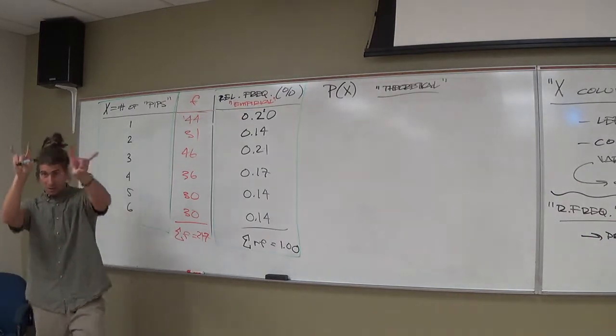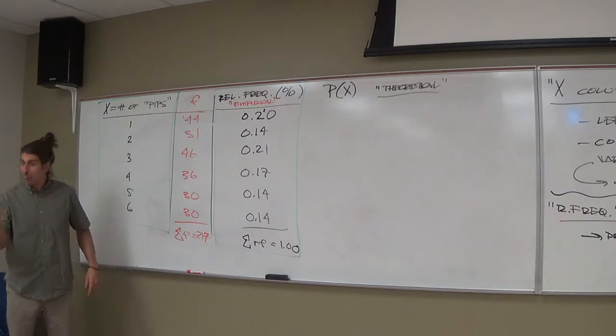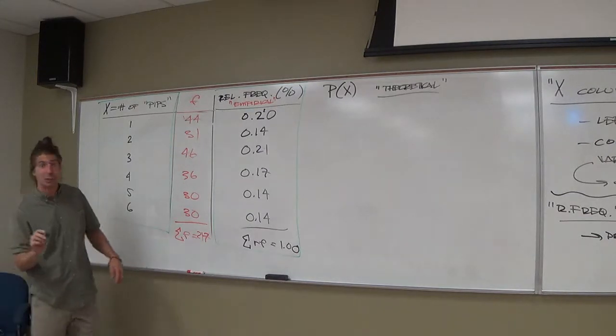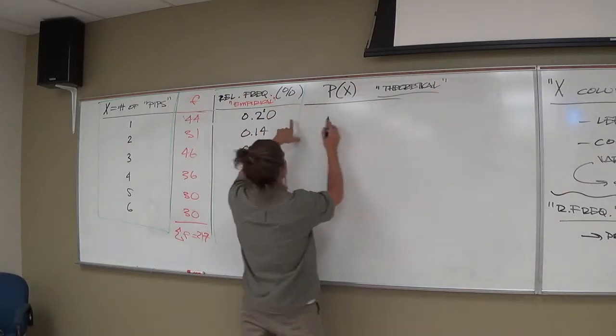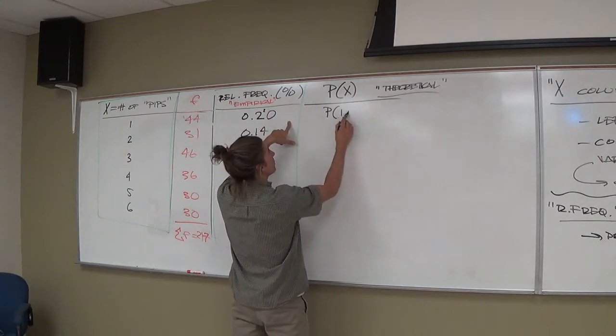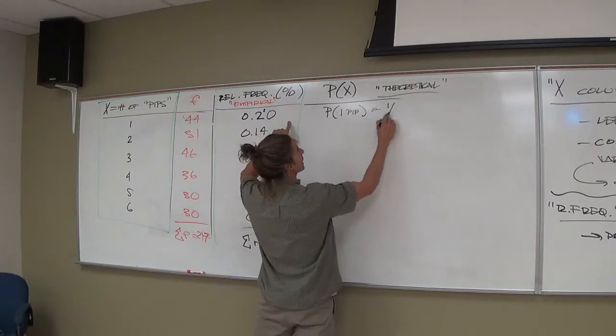16.666%, to quote Scott's one hand from earlier. But yeah, about 1 in 6 would be the theoretical. So now, just so you're not afraid of this notation, you would therefore say the probability of 1 pip would be 1 in 6.